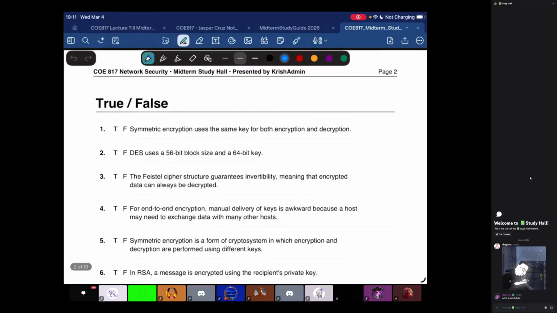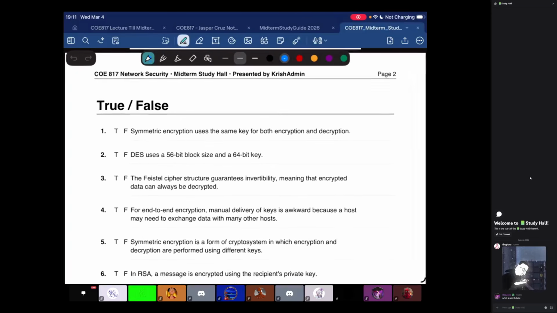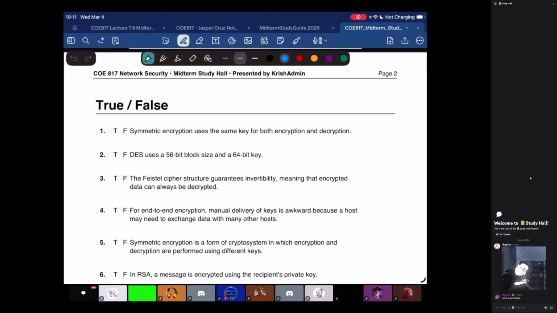So just to quickly give a summary, we'll have true and false questions, then we'll move into some multiple choice, and then we'll end off with some long answers. All right, we will start. First true and false question.